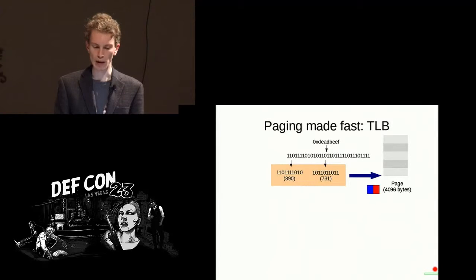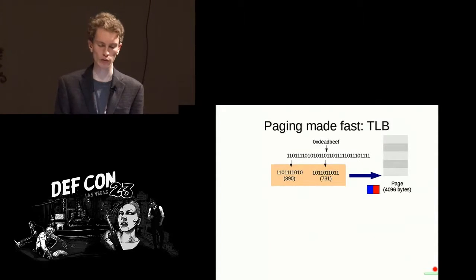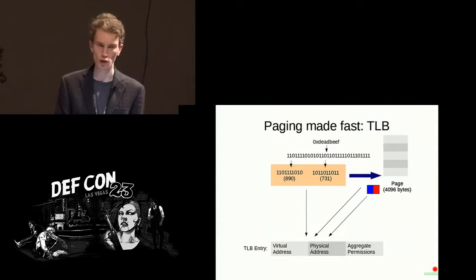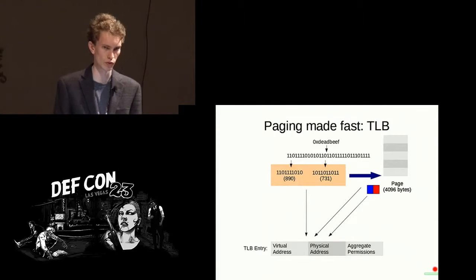And then it determines the effective permission. So is it a supervisor page? Is it writable? Which were the 2 permission bits that I highlighted in the previous slide. And it basically stores those three things together as part of a TLB entry, which has the virtual address, the physical address, and the aggregate permissions of that page.